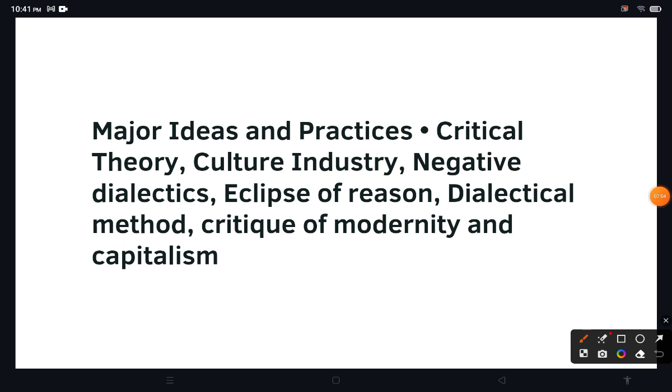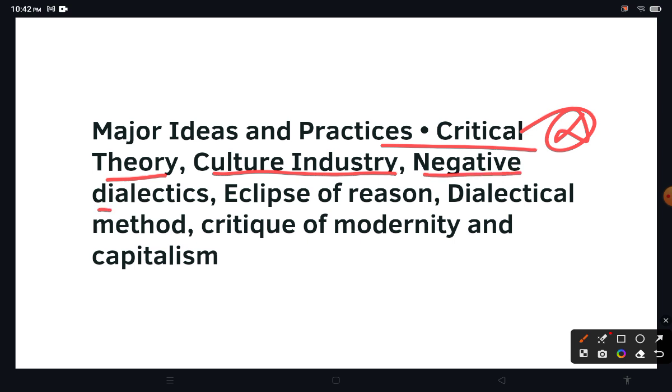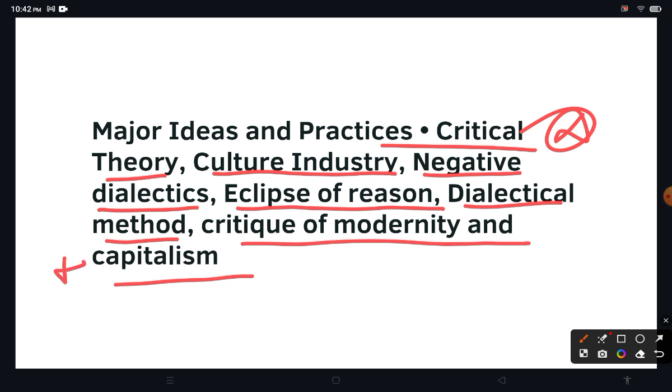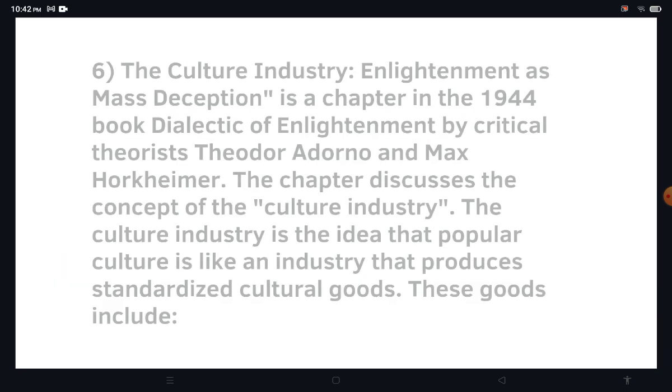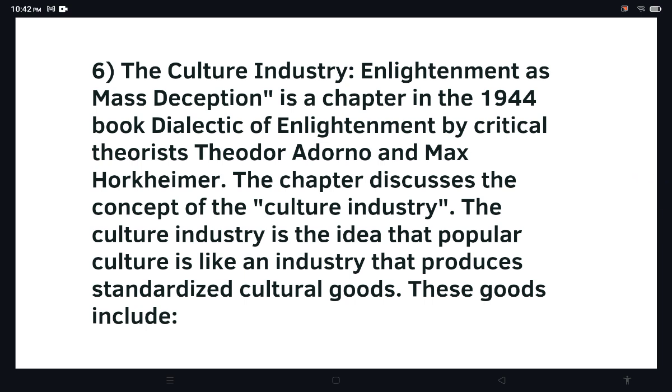Then what are their major ideas? Their major ideas or practices are critical theory. This is also important, you have to note it down, that they practiced these ideas. Which are they? Critical theory, culture industry, negative dialectics, eclipse of reason, dialectical method, critique of modernity and capitalism. Very important that they discussed critical theory, culture industry, negative dialectics, eclipse of reason, dialectical method, critique of modernity and capitalism. Then let's know what the culture industry is, our sixth point.